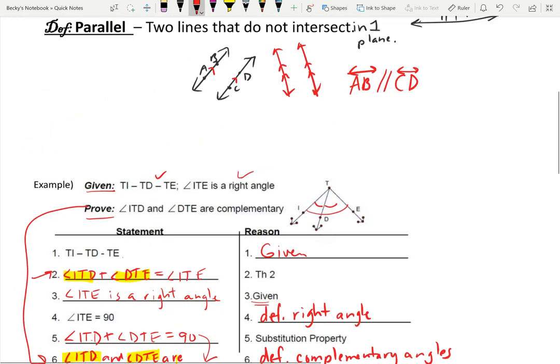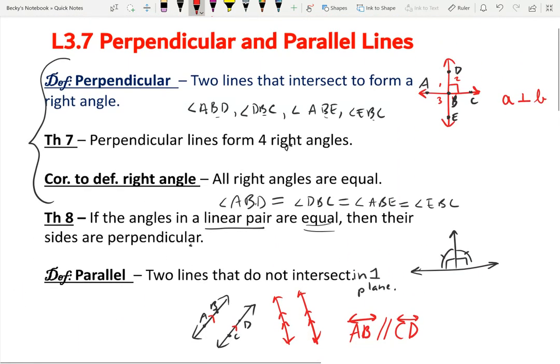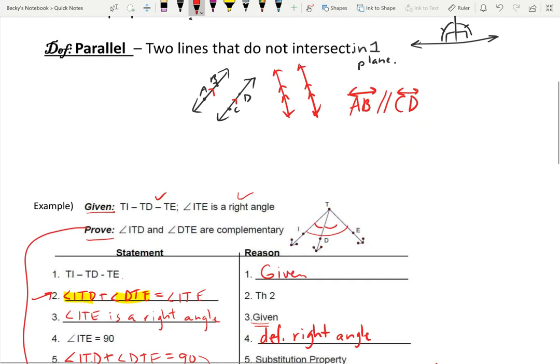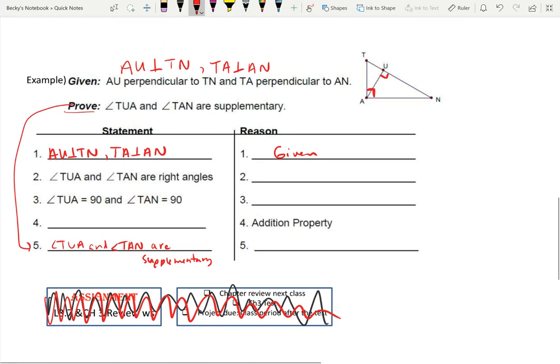Now let's go back and look at some stuff in the beginning. How did we know the perpendicular lines formed right angles? It's going to be one of our new things from today. From theorem 7, it says perpendicular lines form four right angles. So let's use theorem 7 for this situation. Perpendicular lines form right angles. So this is theorem 7.